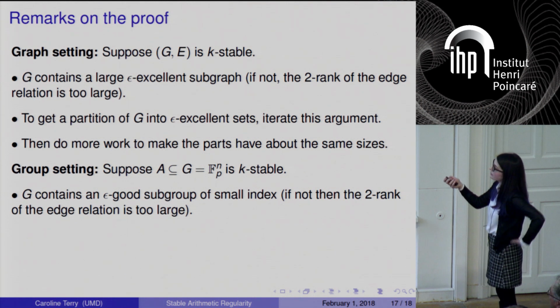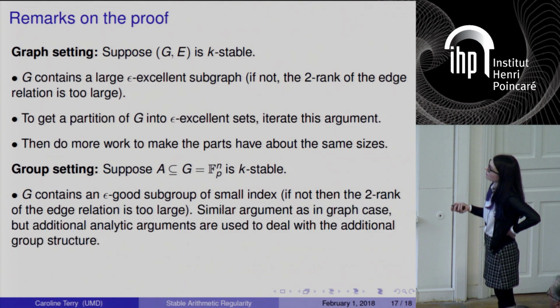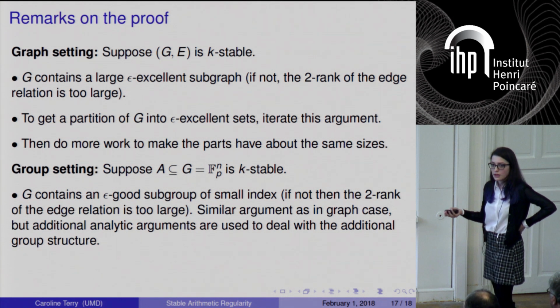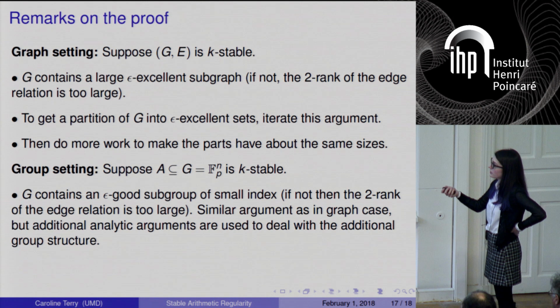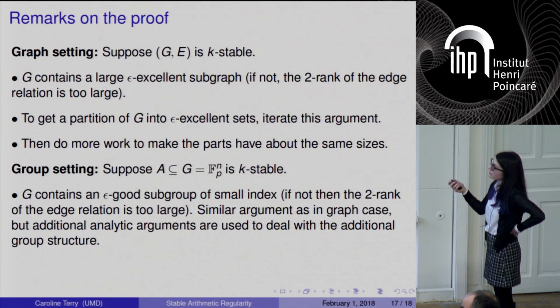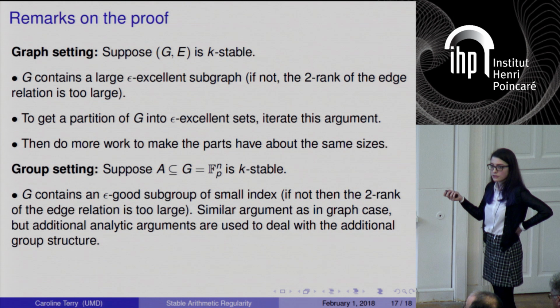Well, in some sense. On the other hand, I say similar arguments as in the graph case. However, you have to do some additional work using analytic arguments to deal with the group structure. The point is I'm not just looking for a subgraph, I'm looking for a subgroup. So that's where you have to do some extra work to get the subgroup. The combinatorial argument is similar and maybe slightly less complicated, and then you have these extra ingredients you need to get the group structure.